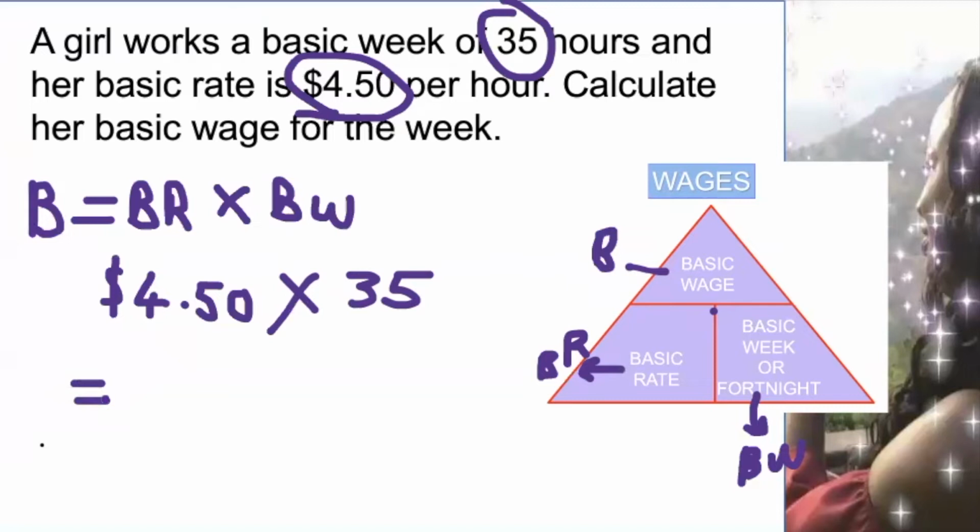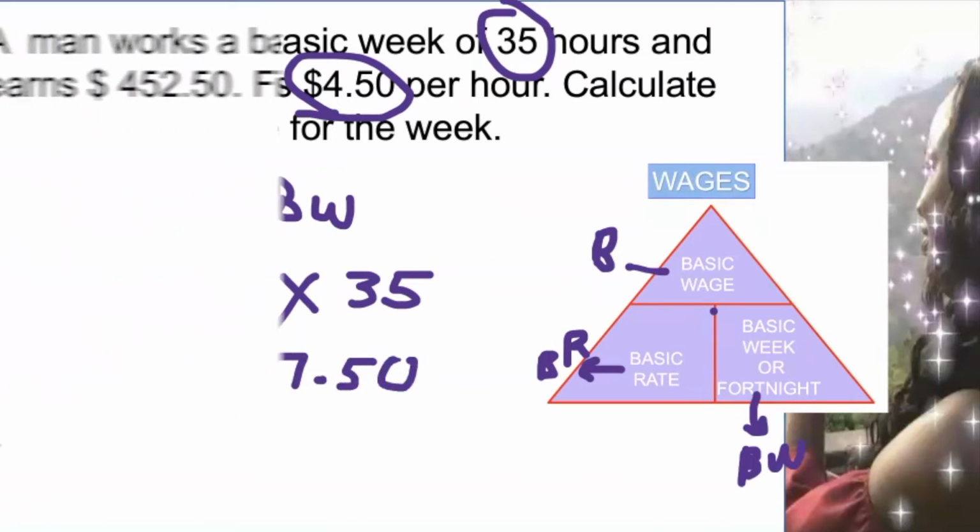So in order to do that, what you have to do is multiply. So multiply $4.50 times 35. So it means your pay for the week is $157.50. That's it. That's your basic wage for the week.